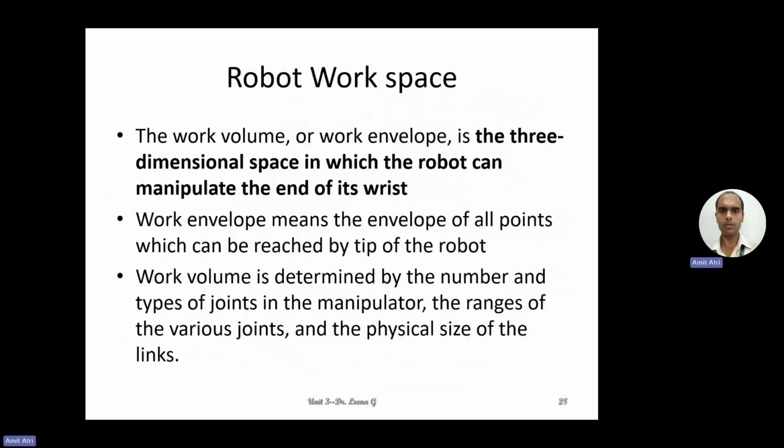Okay, now the robot workspace. The work volume or work envelope is the three-dimensional space in which the robot can manipulate the end of its wrist. It means in this space, it can do any type of useful work. It can move here freely. Then the robot work envelope means the envelope of all points which can be reached by the tip of the robot. So that is the maximum reach of the robot. That is the envelope. The work volume is determined by the number and type of joints in the manipulator, the ranges of the various joints, and the physical size of the links.